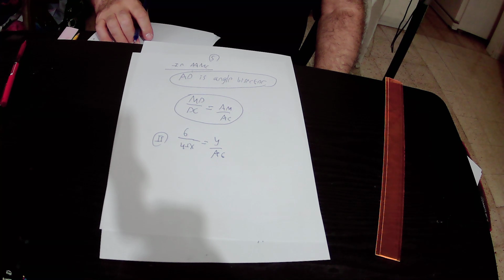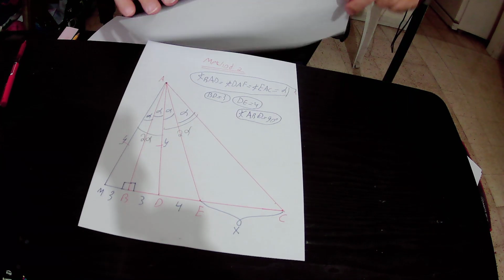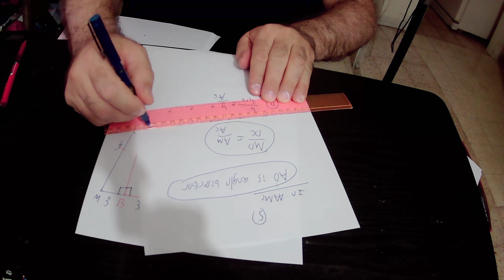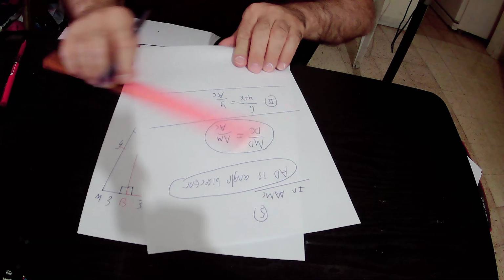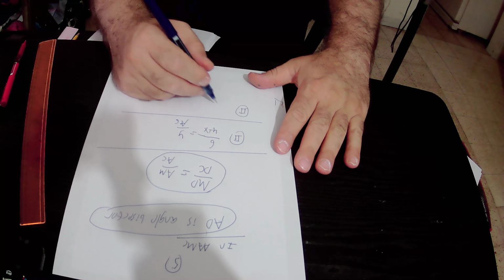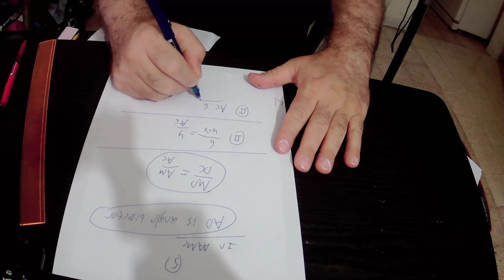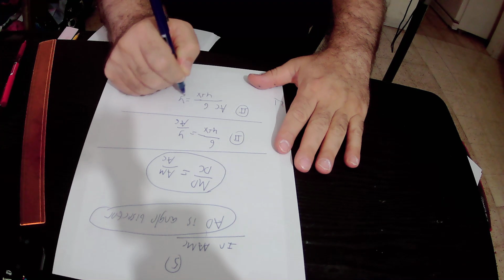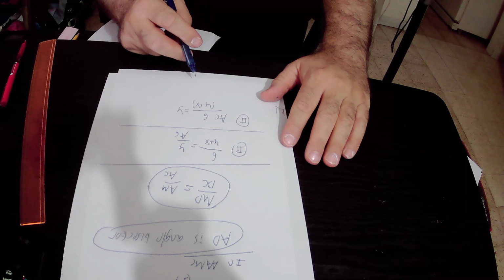Here we will multiply this equality by AC, and we will get, we will multiply equation number 2 by AC, and we will get that AC times 6 over 4 plus X equals Y. Here we will multiply this equality by 4 plus X.